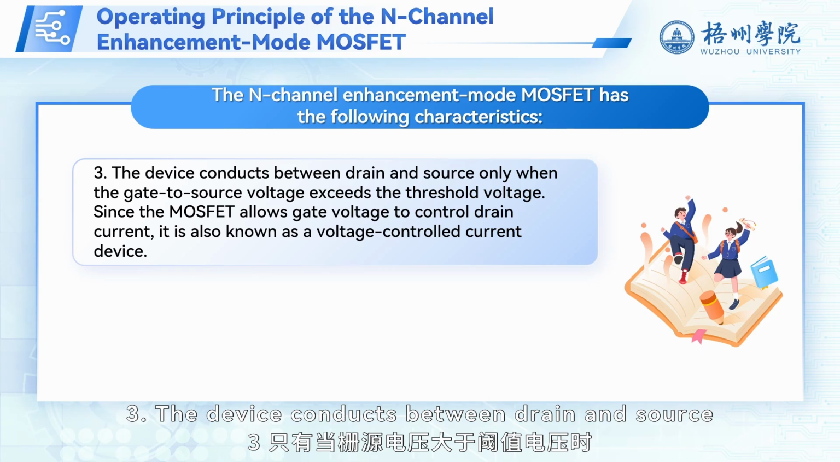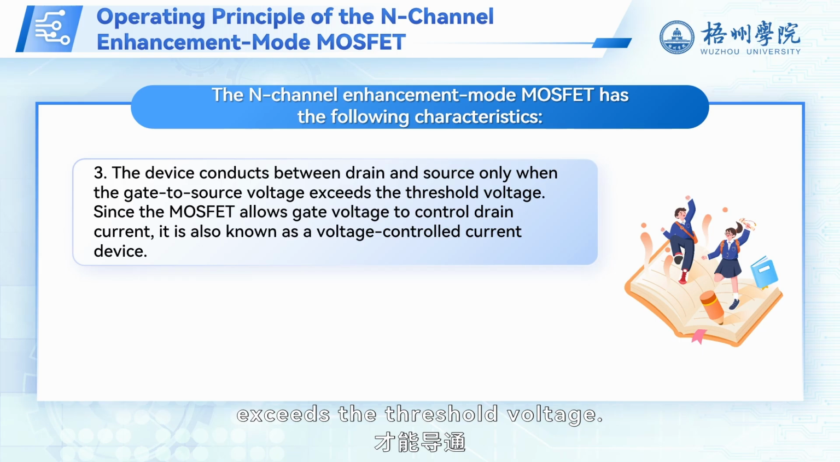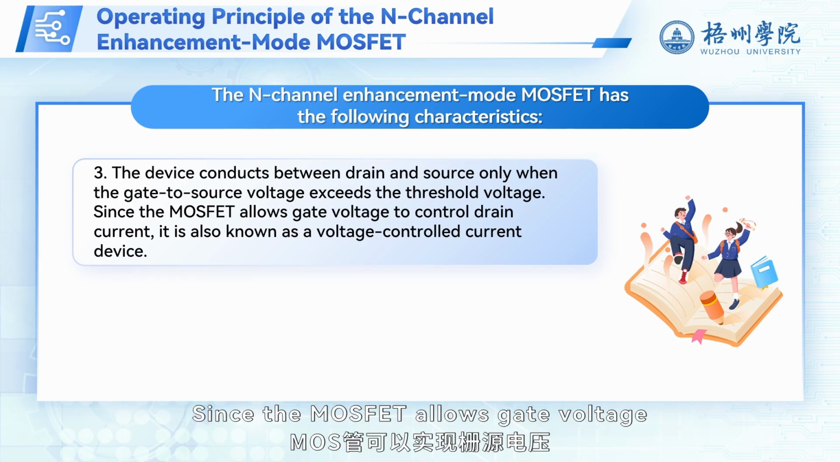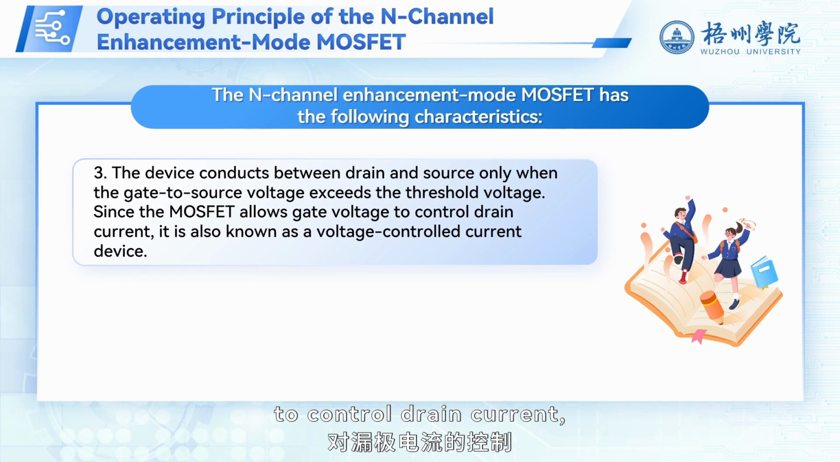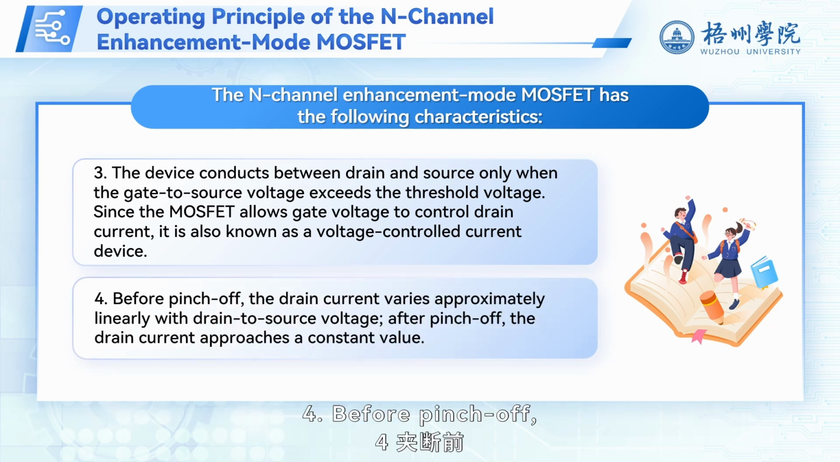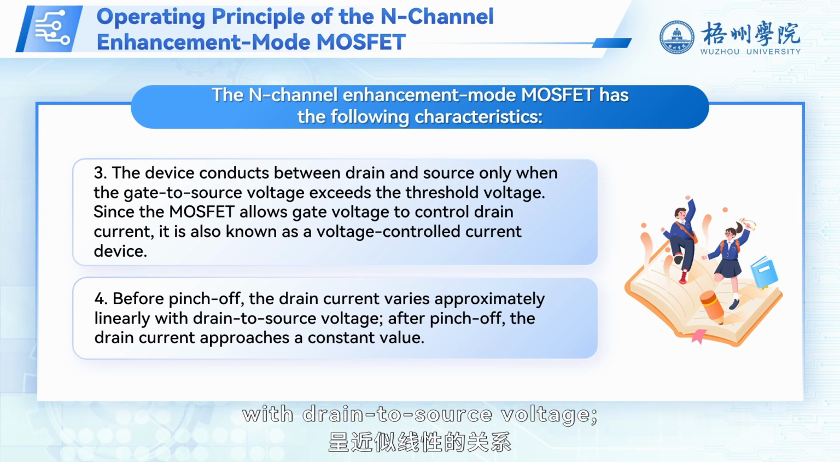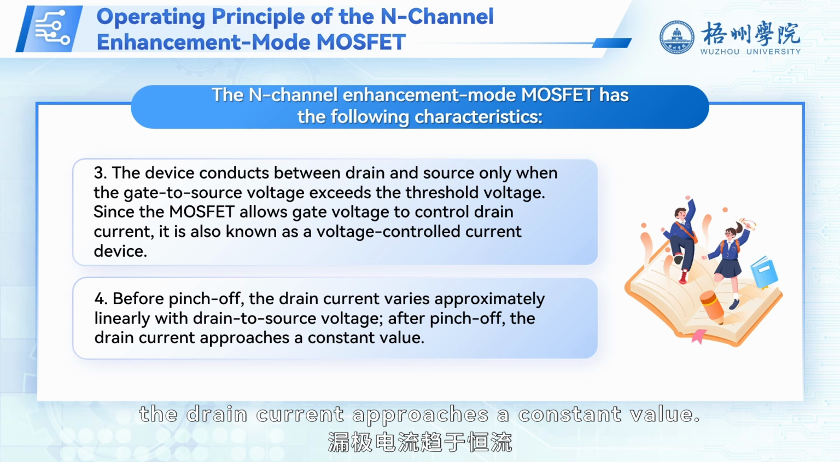3. The device conducts between drain and source only when the gate-to-source voltage exceeds the threshold voltage. Since the MOSFET allows gate voltage to control drain current, it is also known as a voltage-controlled current device. 4. Before pinch-off, the drain current varies approximately linearly with drain-to-source voltage. After pinch-off, the drain current approaches a constant value.